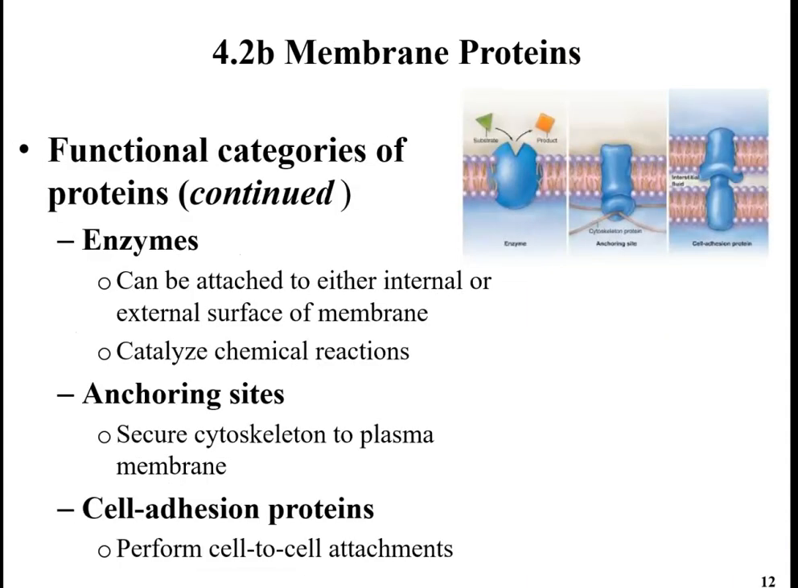You've got enzymes. These can be attached to either the internal or external surface of the membrane, and they catalyze chemical reactions. Some proteins can be anchoring sites. These secure the cytoskeleton to the plasma membrane. And then you've got cell adhesion proteins, which perform cell-to-cell attachments. You can see an example of that right here, where one protein hooks into another protein on another cell's plasma membrane.